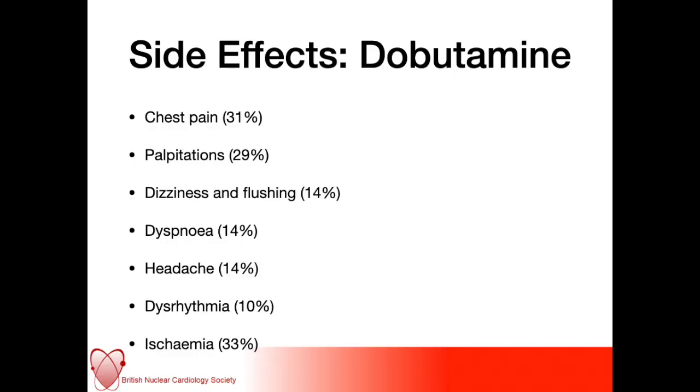The side effects of dobutamine: chest pain, palpitations, dizziness, flushing, dyspnea, headache, dysrhythmia. And again, dobutamine is given in a standard regime of incremental increase of 10, 20, 30, 40 micrograms per minute per kilogram until you reach 85% of the age-predicted maximum heart rate.